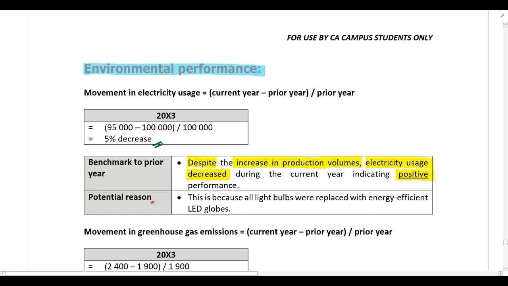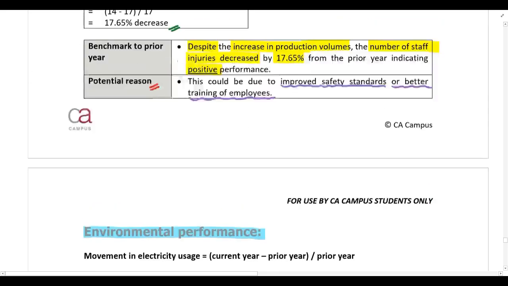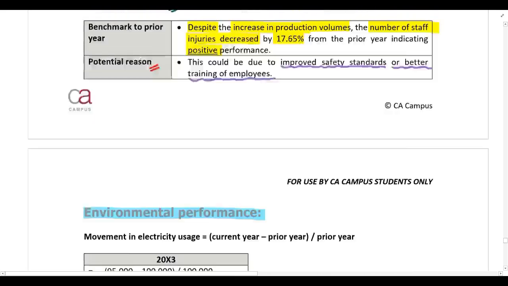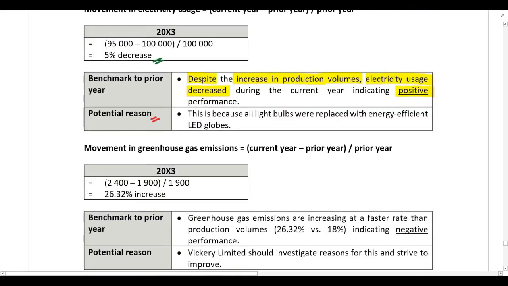What is a potential reason for this? Go back to the information provided in the question. We were told that they replaced all light bulbs with energy-efficient LED globes. So that will obviously result in them saving electricity in the current year. So this is because all light bulbs were replaced with energy-efficient LED globes.